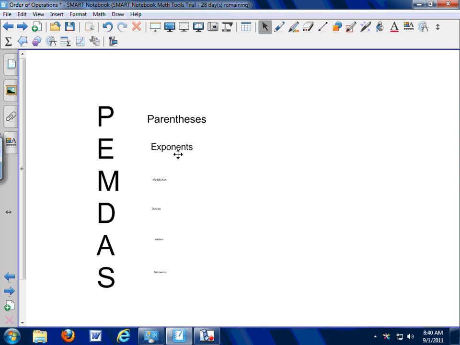Then we go on to exponents, and we'll talk about what exponents are and what they mean, but we do those next. Then we deal with our M, our multiplication, followed by division, and we'll talk about what order those need to be done. And then lastly, we do our addition and our subtraction pieces as we go. So that's the order of operations.